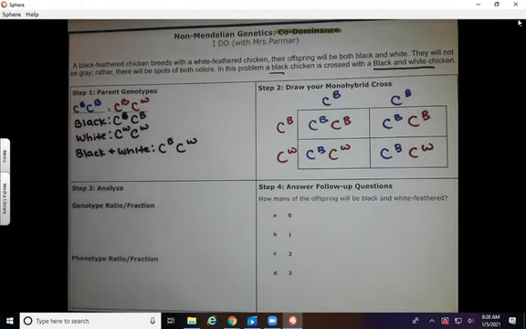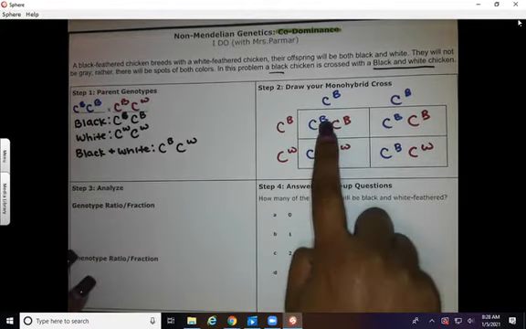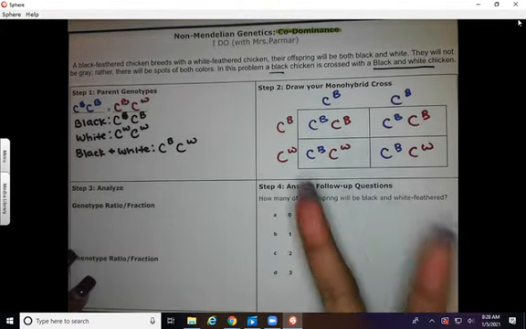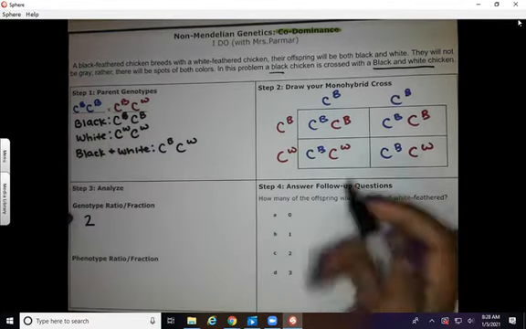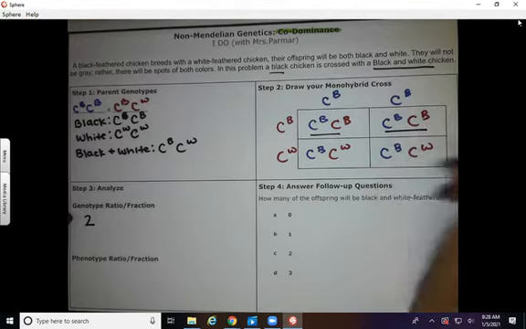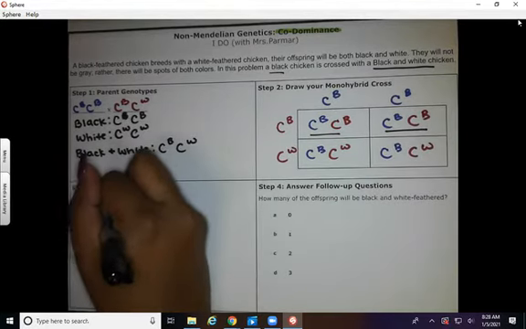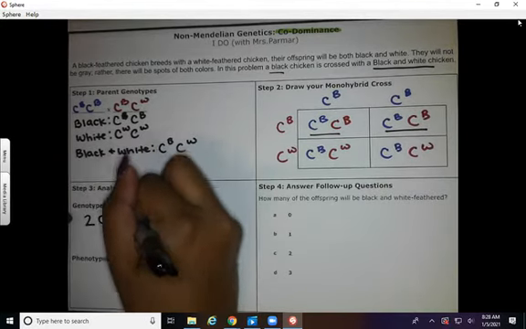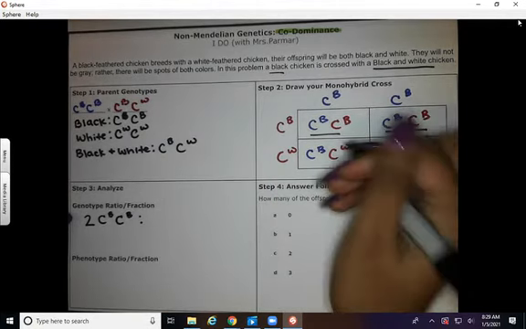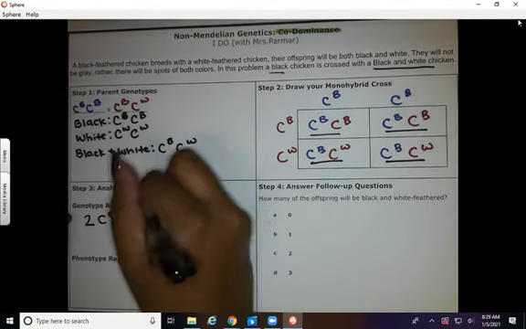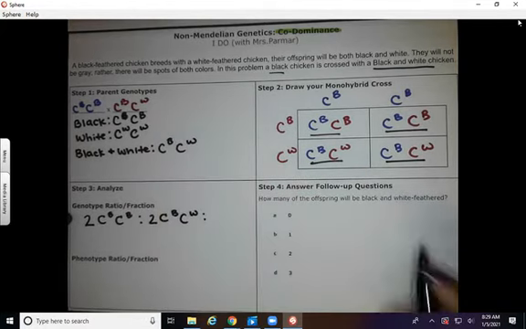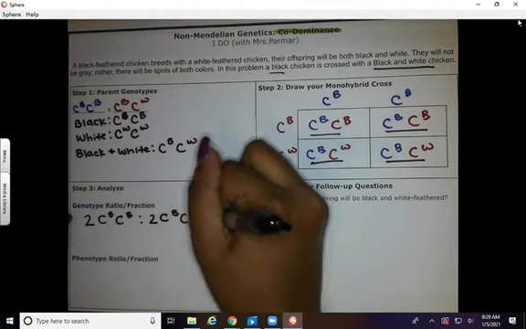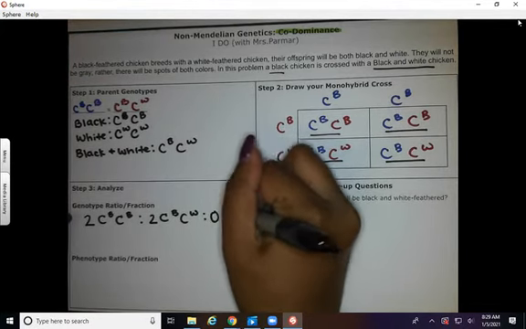We first need to figure out the genotype ratio. So I'm looking at here, and I'm only seeing two different kinds of genotypes. I see two of the offspring are CB, CB. Two of the offspring are CB, CW, and none of them are CW, CW.